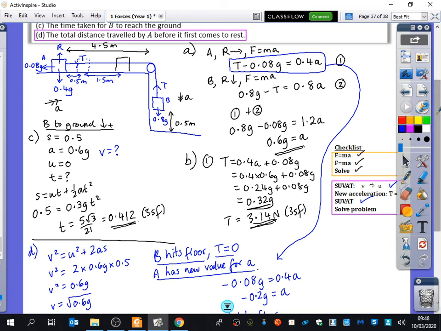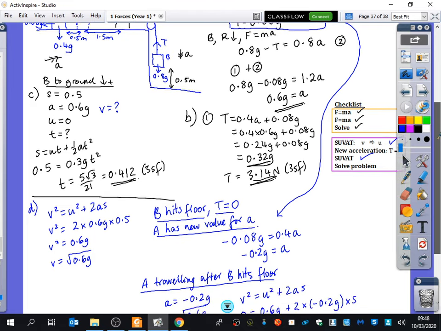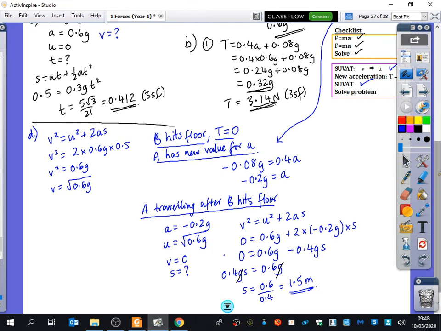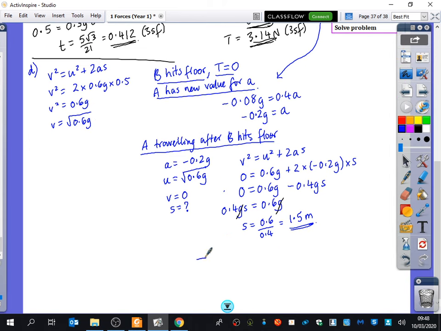And by keeping everything in g and keeping everything as accurate as possible all the way throughout, we've come up with the very exact answer at the end, that the total distance is equal to the initial 0.5 metres that it did, plus the extra 1.5 metres. So the answer is 2 metres.